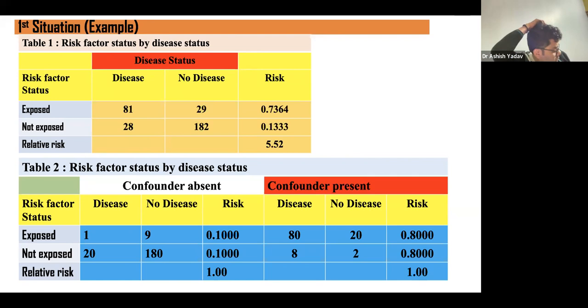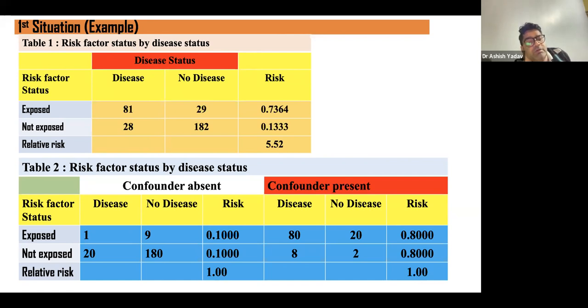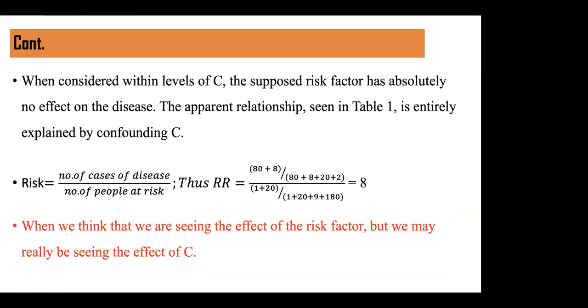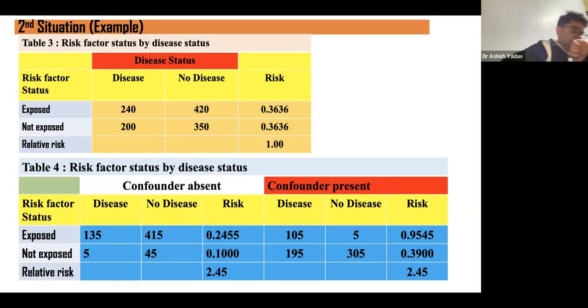There can be more than one confounder variable as well. Yes, there can be more than one confounding variable. We have the methodology to deal with more than one confounding variable, which I will tell you. So with confounding, we think that we are seeing the effect of the risk factor, but we may really be seeing the effect of C. Now coming to the second situation.